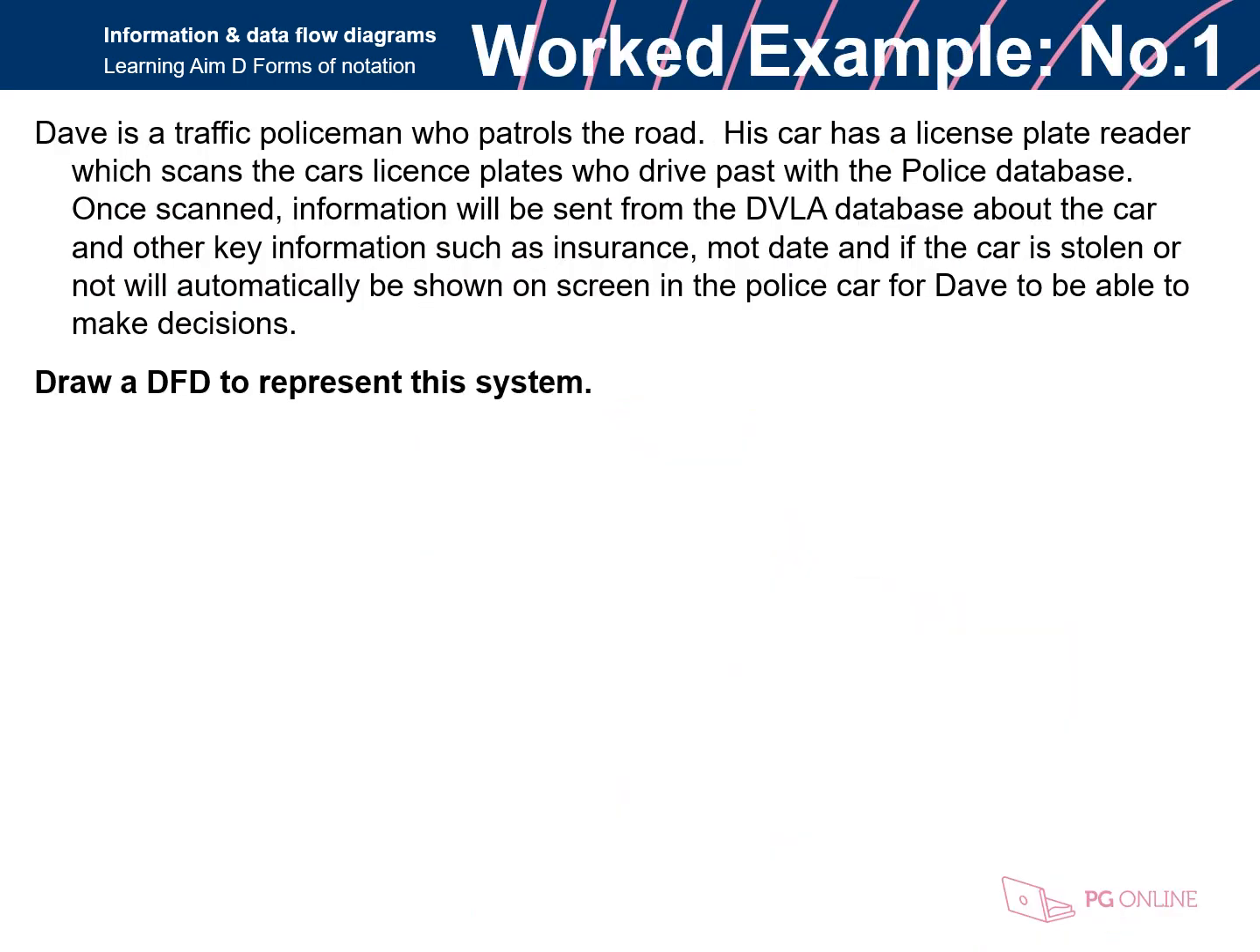Okay, let's take a look at an example exam question. In this, we are told that we have a person called Dave, who is a traffic policeman. And when he is on the road, he has a license plate reader, which allows him to scan the cars that drive past to identify who they are and if they are a valid driver. They use the police database for this key information.